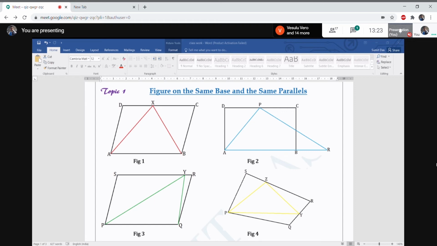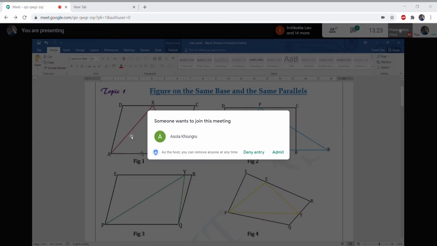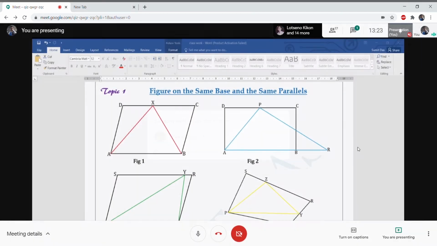We have to study the figures and see whether they are on the same base or not. In figure 1, you can see this triangle AXB and ABCD is a quadrilateral. Are this triangle and the quadrilateral on the same base or not? Yes, they're on the same base AB, and they are between two parallel lines, that is DC and AB, right?